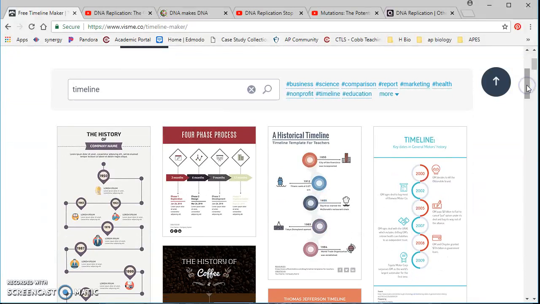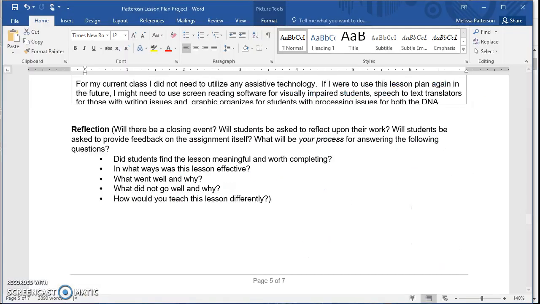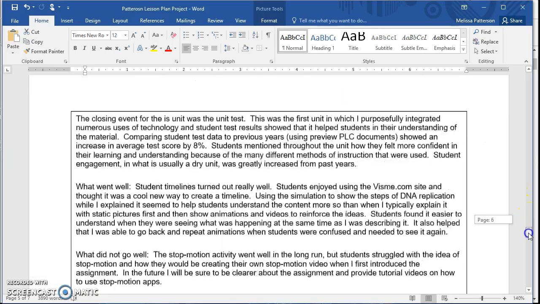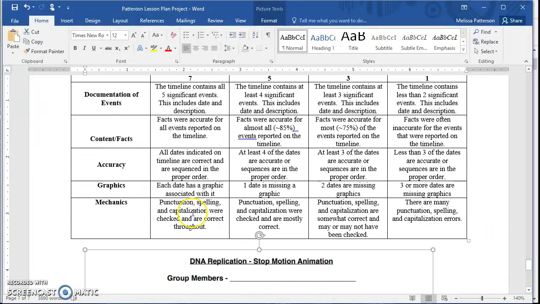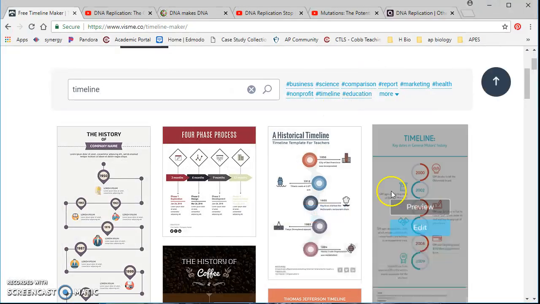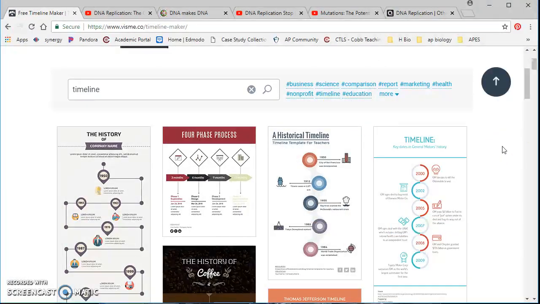Students were given the choice. They could choose any kind of infographic they wanted, but they had a set rubric to follow, which identified the number of events. They had to have a graphic for each one. It laid out the important information so they knew exactly what I expected from them. This was just a formative assessment to get an idea of their grasp of the importance of the experiments leading up to what we now know about DNA.